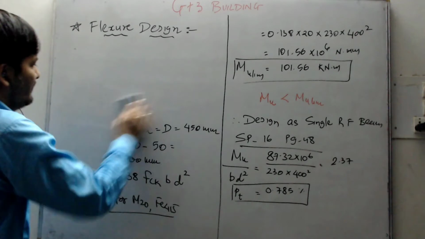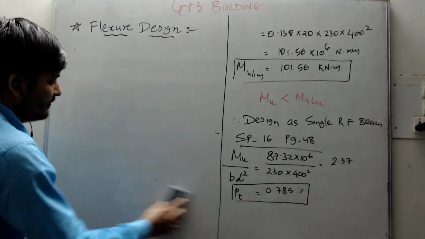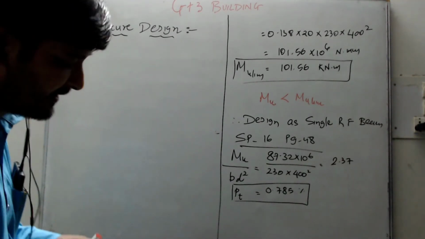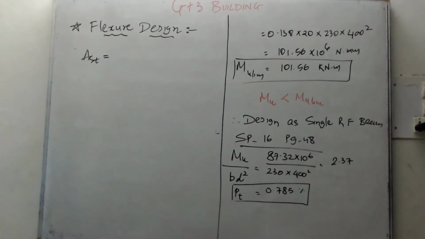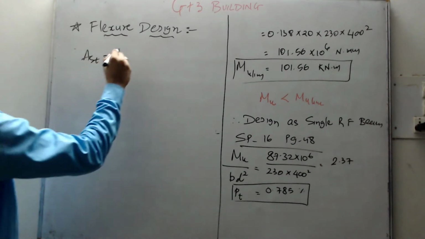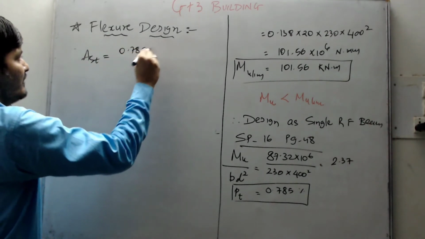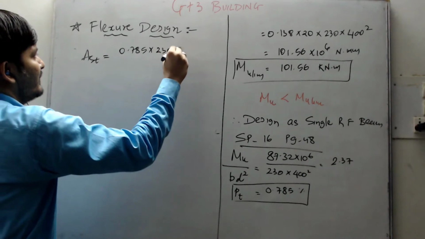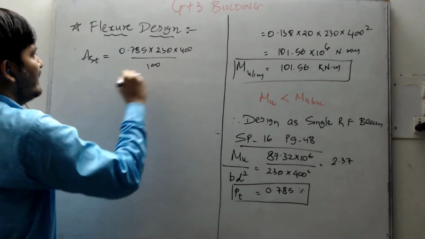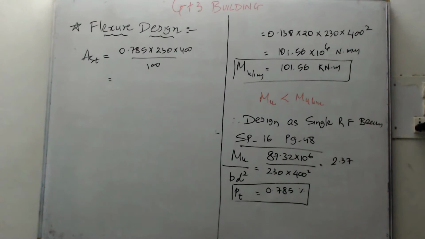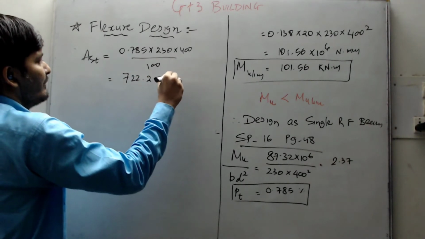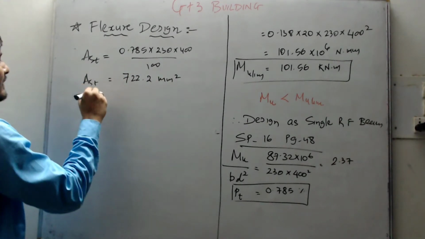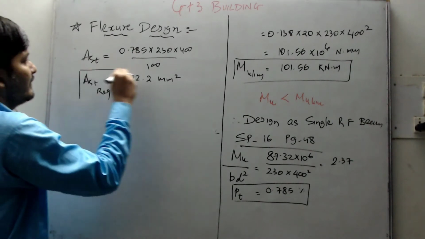So quickly calculate the area of steel also. Now these are the repeated steps, right? So I just go quickly. So AST is equal to PT BD by 100. So 0.785 multiplied by 230 multiplied by 400 divided by 100. I'm getting this answer as 722.2 mm square. That is AST required.